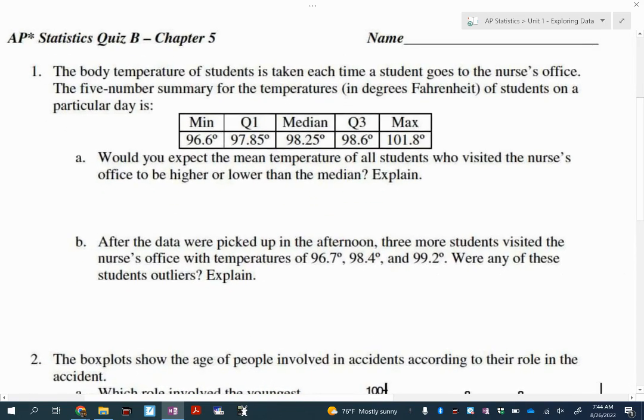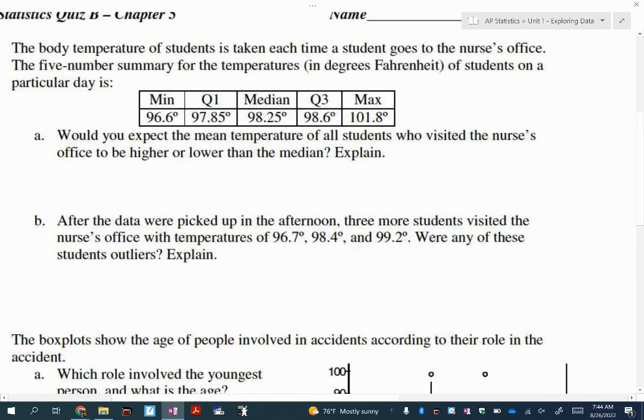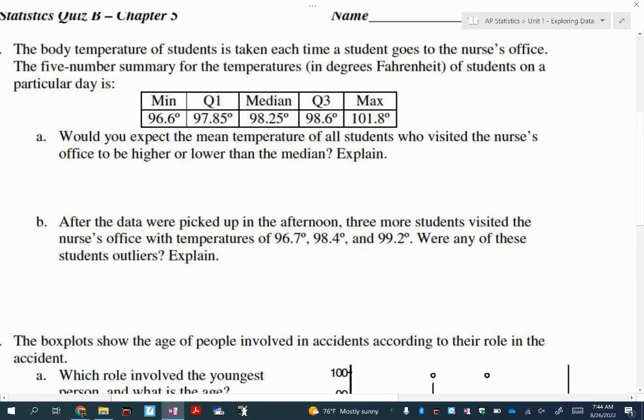All right, so let's try the first one here. We've got a 5-number summary for the temperatures of students on a particular day for the students that have gone to the nurse. Question A: would you expect the mean temperature, so the average temperature, which they don't give us, of all the students who visited the nurse's office to be higher or lower than the median? This is a little tricky to do by just looking at the numbers, especially because they're all so close.